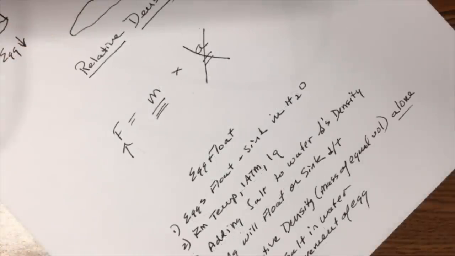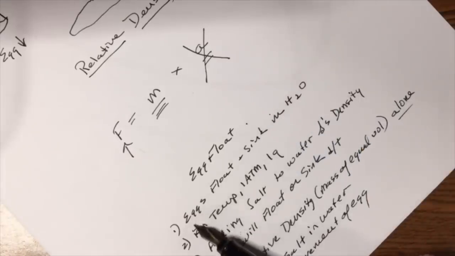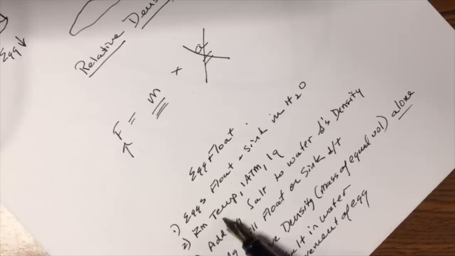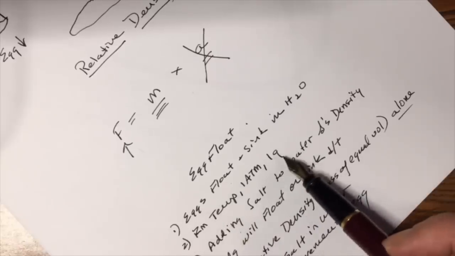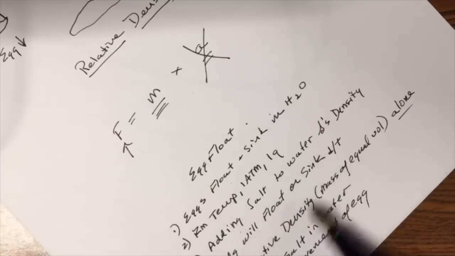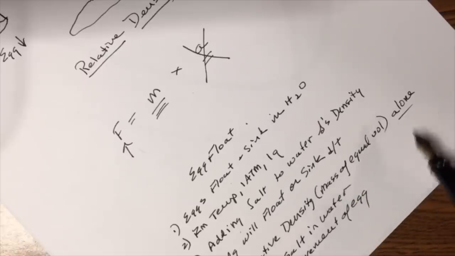Okay, let's just take a brief moment and review our experiment before we get started. This is the egg float experiment. The observation is that eggs float and sink in water. The conditions are room temperature, 1 atmosphere, and 1 gravity. Adding salt to the water will change its density. Egg will float or sink due to relative density, which is the mass of equal volumes, alone.